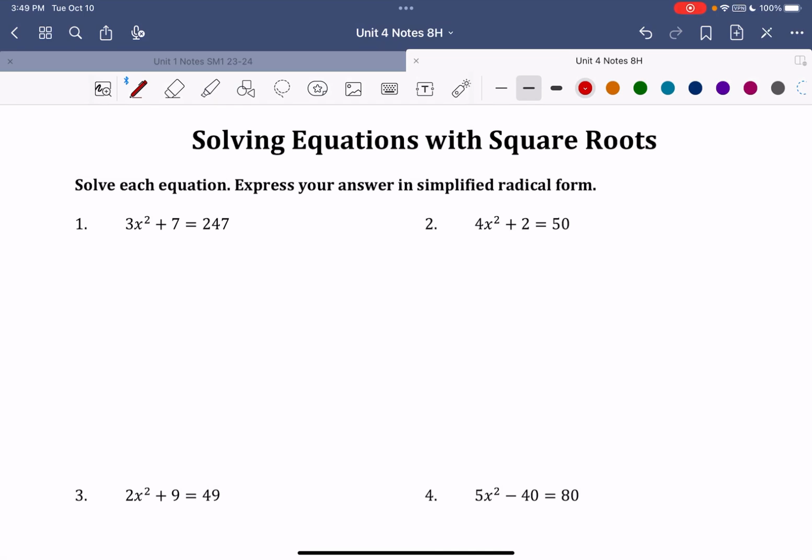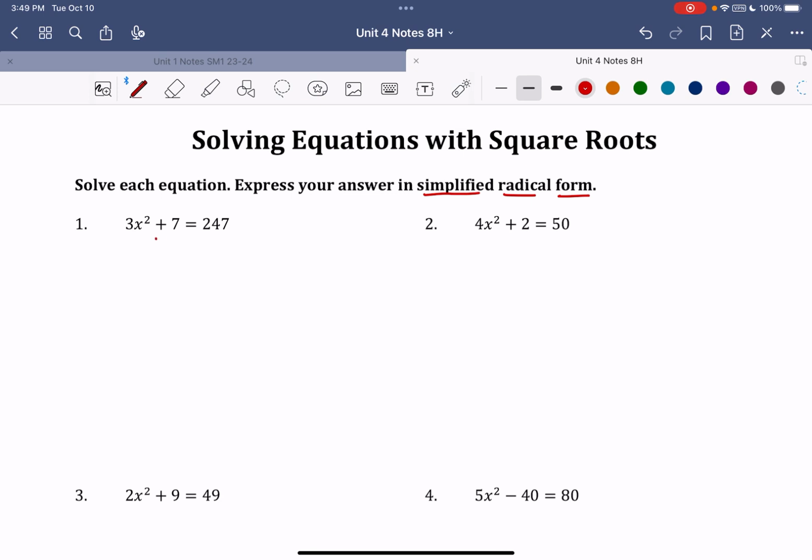Welcome to solving equations with square roots. So we have solved these types of equations before. However, this time we're changing it up because instead of rounding and putting just our answer in the calculator, we are going to express our answers using simplified radical form.